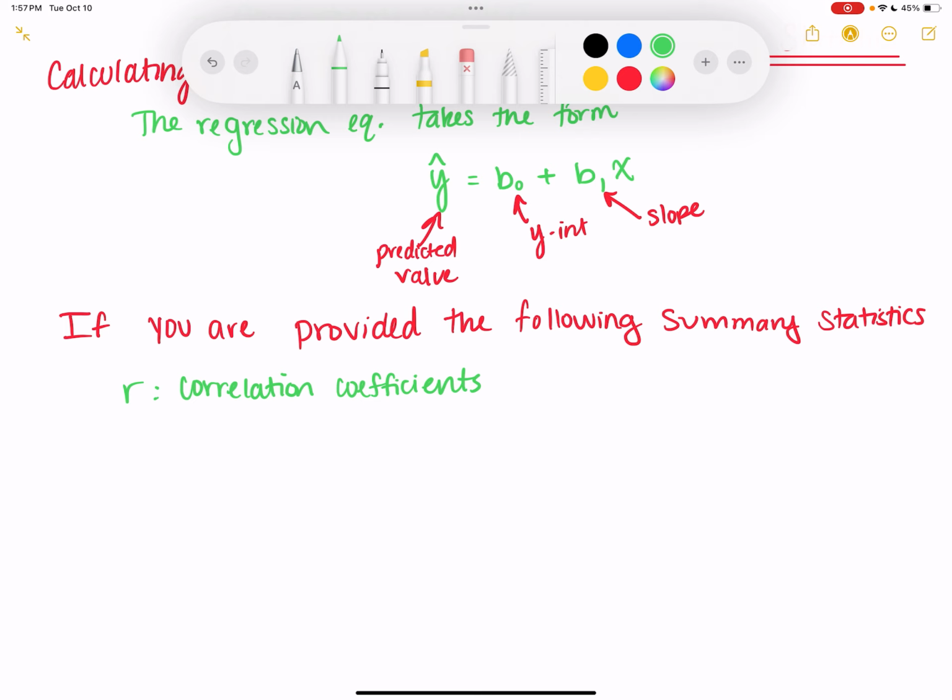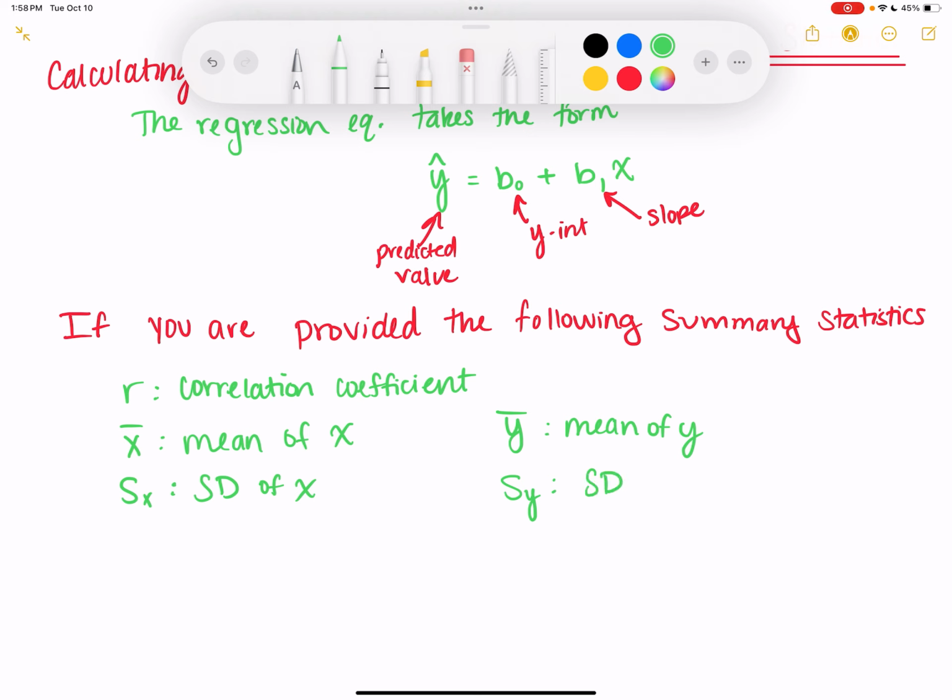R is the correlation coefficient. X bar is the mean of X. S sub X is the standard deviation of X. Y bar is the mean of Y. Let me guess, is there an S sub Y? S sub Y is the standard deviation of Y.